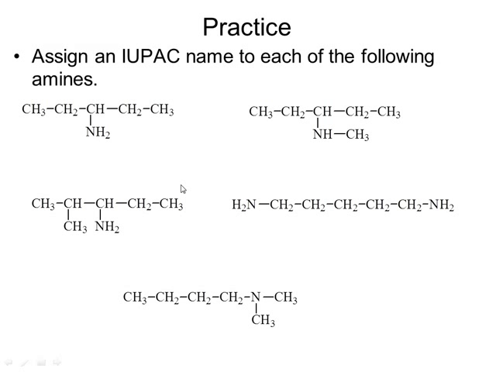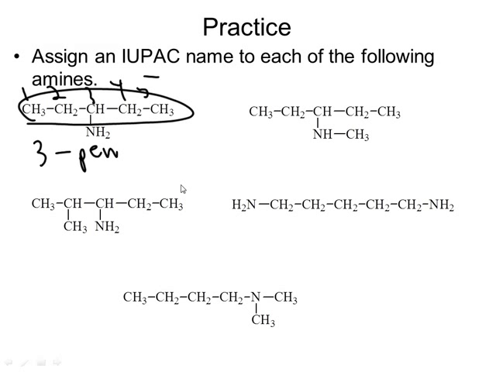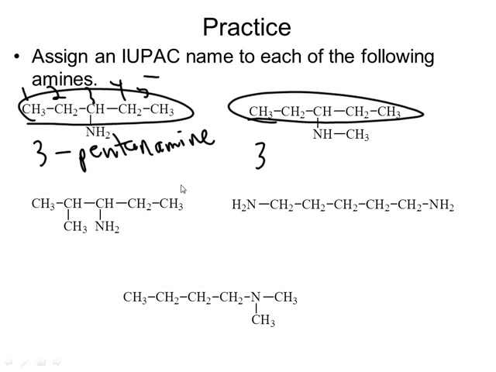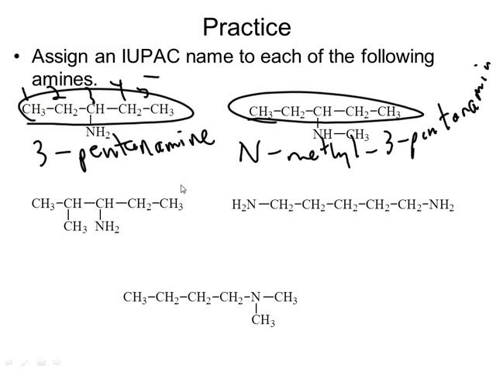So the first one up here, this is my longest parent chain, and I can number from either way, 1, 2, 3, 4, 5. So this is just 3-pentanamine. This one is a 3, nope, I did that wrong. It's an N-methyl-3-pentanamine. There we go.